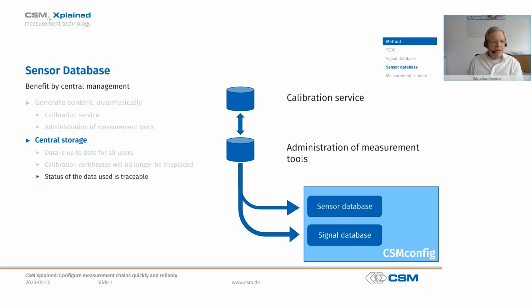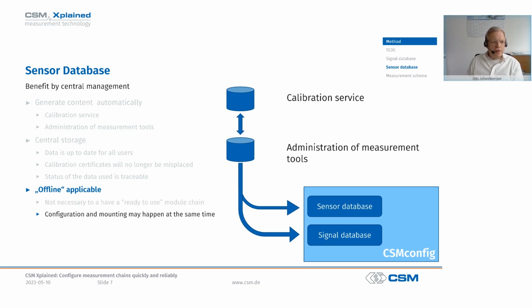By the way, this database can be used offline, meaning it is not necessary to have a ready-to-use module chain. Hence, it can be used in the workshop for installation, while at the same time configuration is taking place in the office. And parallel processes accelerate the overall process.